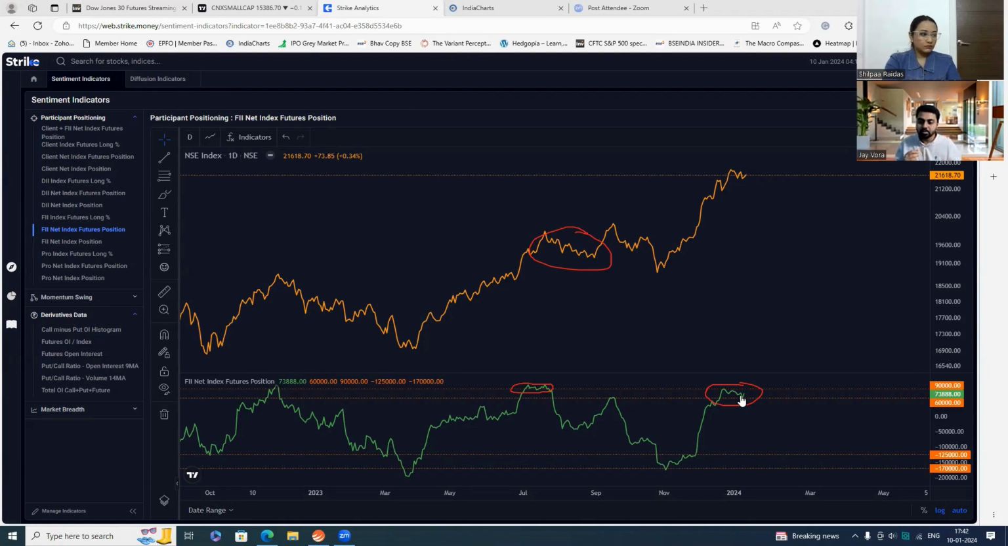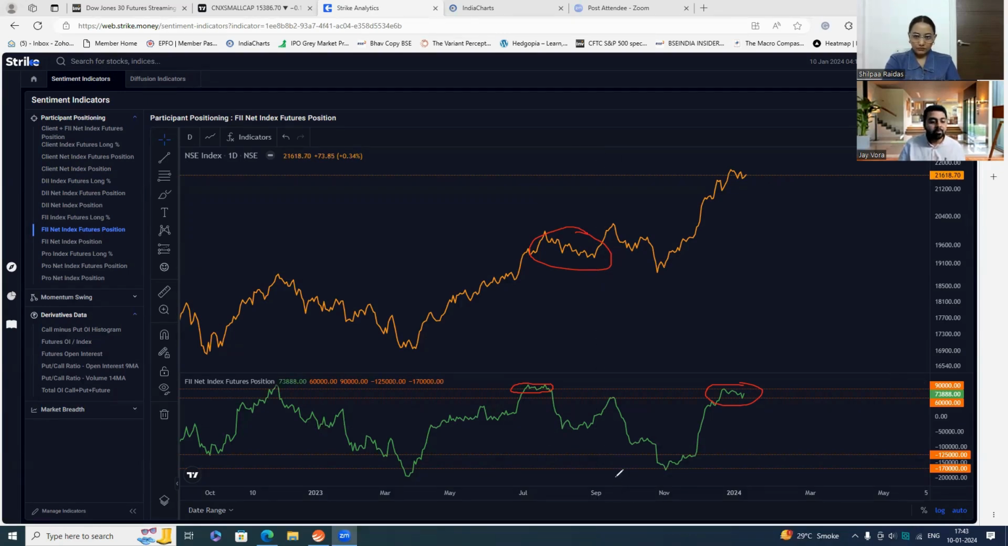Dollar index has also risen from the lower levels. Bond yield has also risen from the lower levels, and the other Asian indices are weak. If you consider all that backdrop, and you see the FII positioning at the highest level, there is a risk of a correction. So at this point, particularly, I'll be careful.